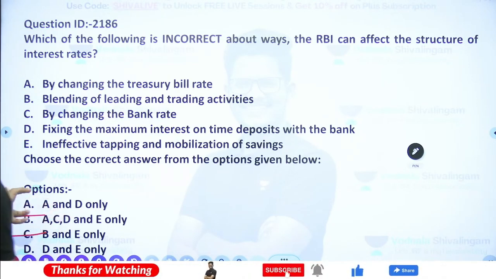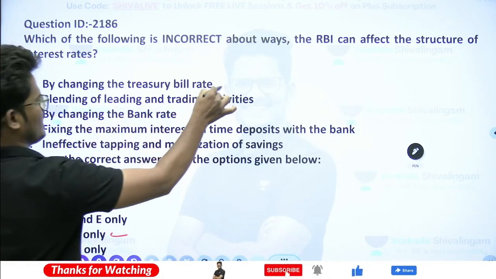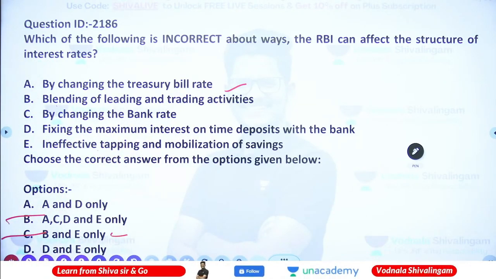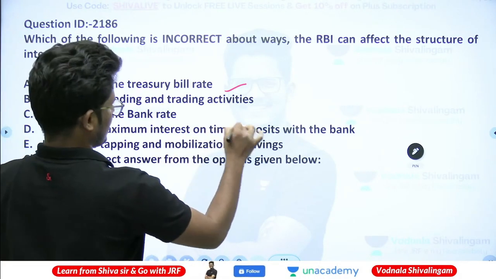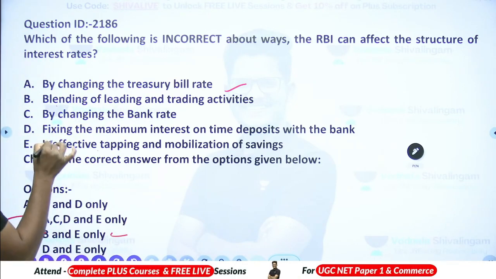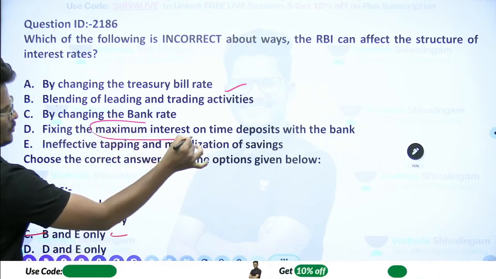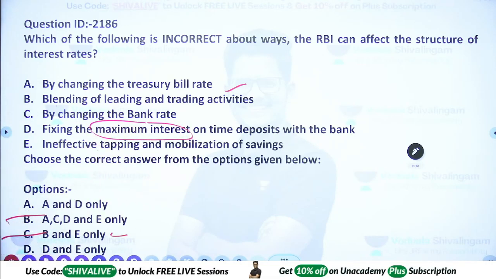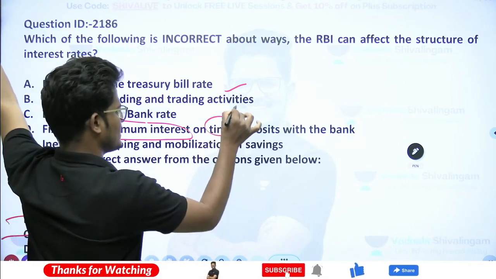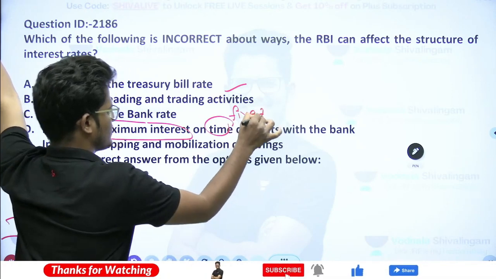The answer is that C is the given answer, that is B and E. Blending and lending of trading activities, fixing the maximum interest rate on time deposits with the bank. Whenever we are keeping a time deposit with the bank, fixing the maximum interest rate without a floating rate, whenever they are depositing, they are fixing it because that is a fixed deposit. I would say that because they are saying that is a time deposit. Now time is indicating fixed deposit, either 1 year or 2 years like that.